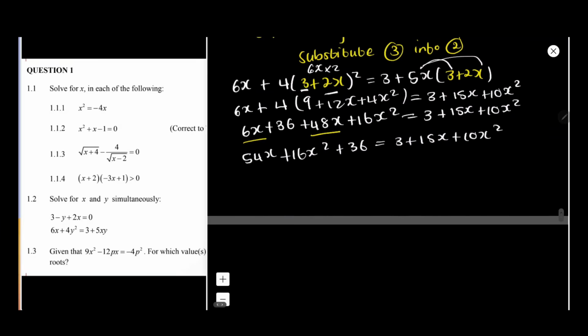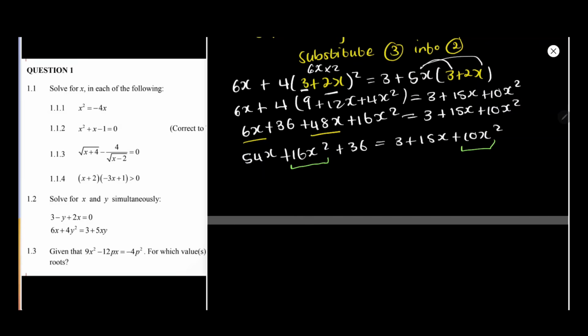Okay, now we can take things over. Notice that we have a 16x squared, and here we have a 10x squared. So it's best to just take everything over to the left hand side, since the 16x squared is bigger than the 10x squared, just so that you can keep the x squared positive.